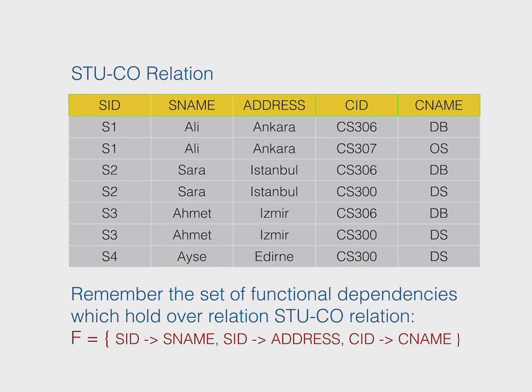decomposition. Let's consider the StuCo relation again, where we have 5 attributes and a given set of functional dependencies, where the student ID determines the student name, student ID determines the address, and the course ID determines the course name. So we have 3 functional dependencies which should hold over this StuCo relation.